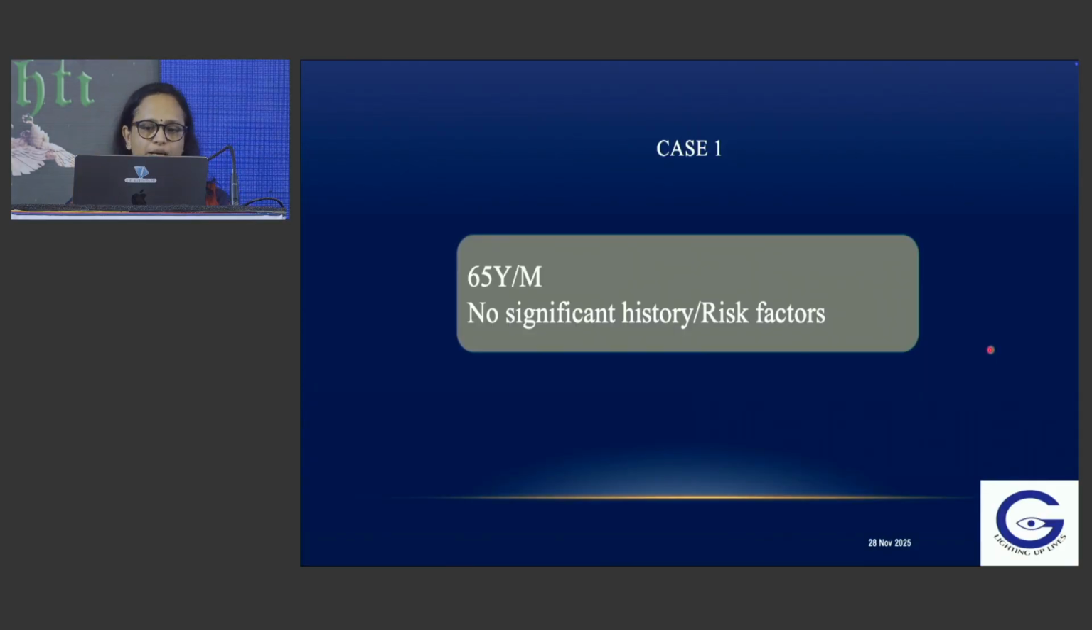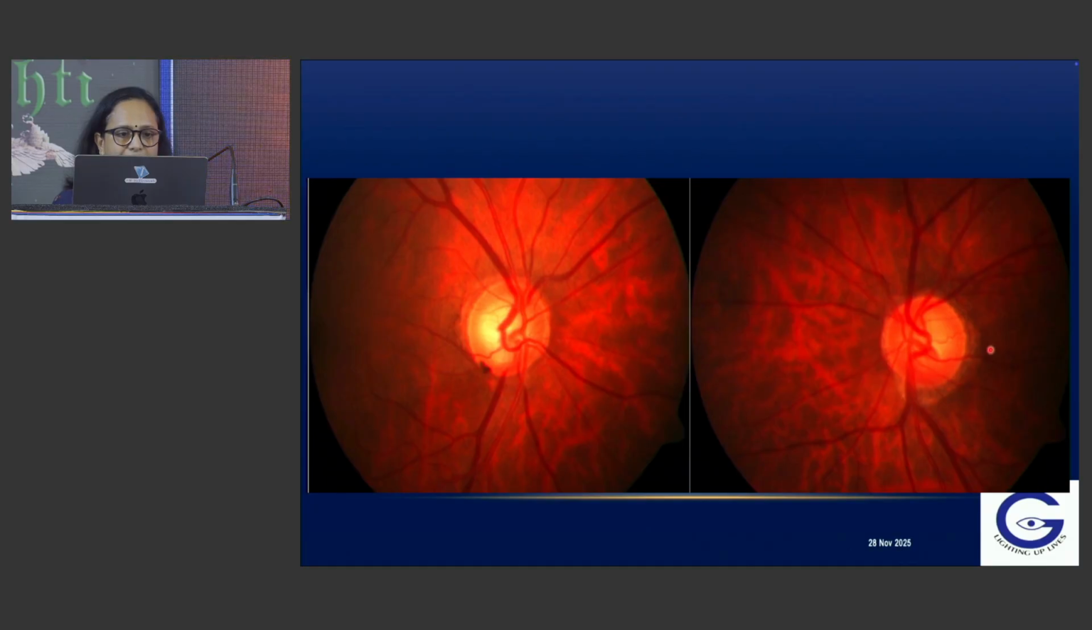So now let us look at some case scenarios. Case one is a 65-year-old male with no significant risk factors, presented for a routine eye checkup, and on fundus examination, the right eye was showing an inferior NRR thinning with corresponding RNFL defect, and the left eye is relatively okay.